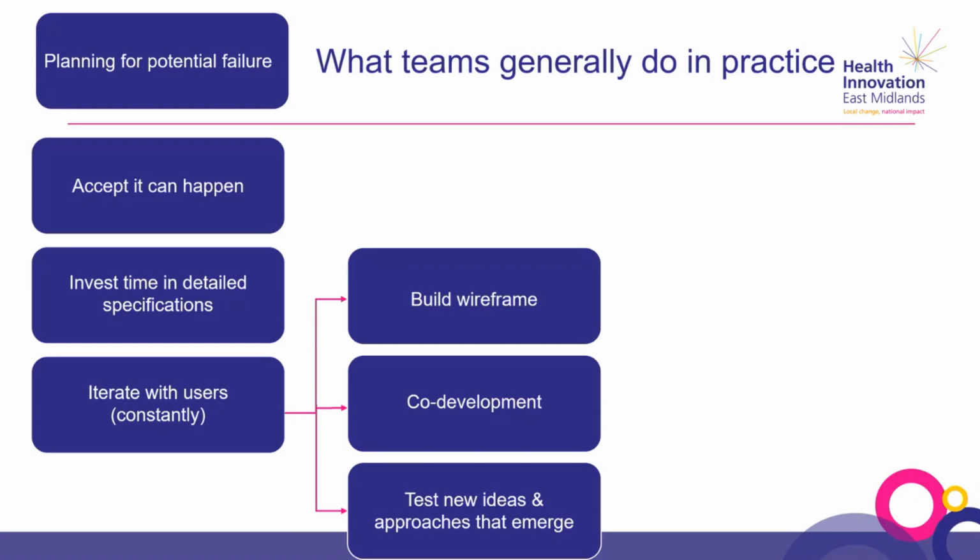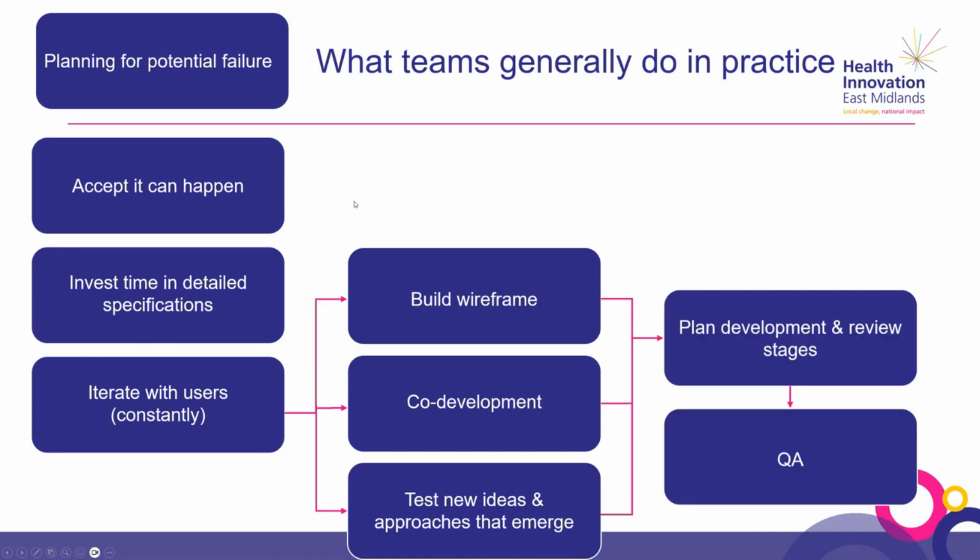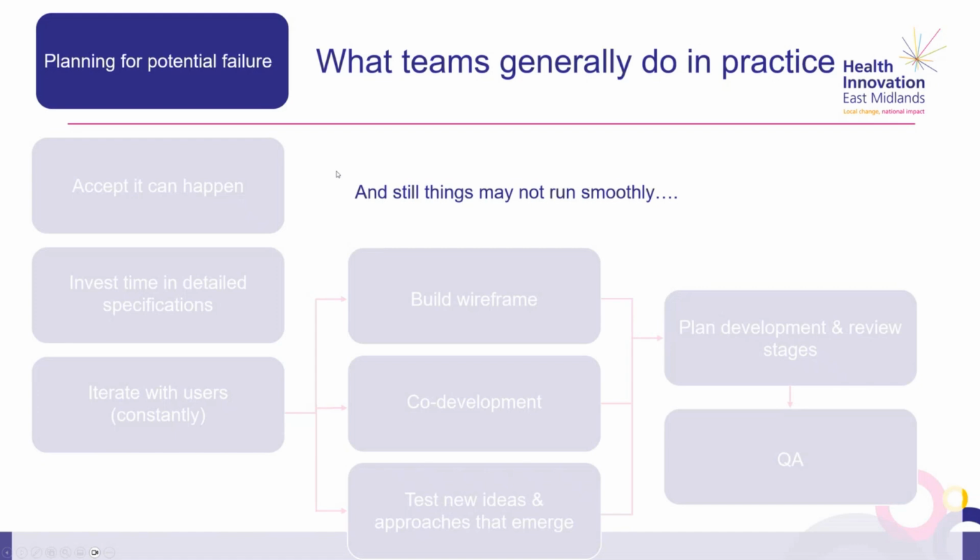Working with that co-development, and then testing new ideas and approaches that emerge, and new opportunities that come up, and making active decisions about whether this is the way to change what it is that we're doing and revisit those specifications. And what we can do is plan those development stages and review stages as part of the project in advance. We know that we're going to do some work to investigate. We're going to put a prototype up, a wireframe for people to look at, and then we're going to have another version before we look at quality assurance processes.